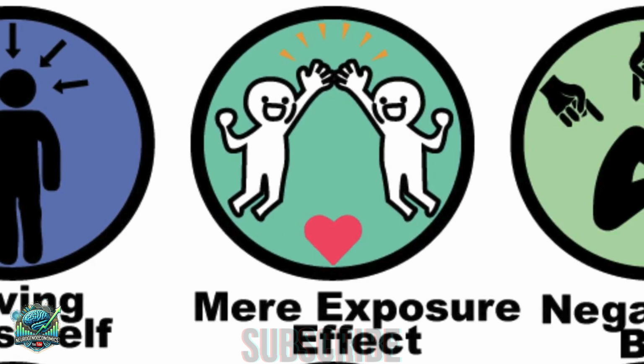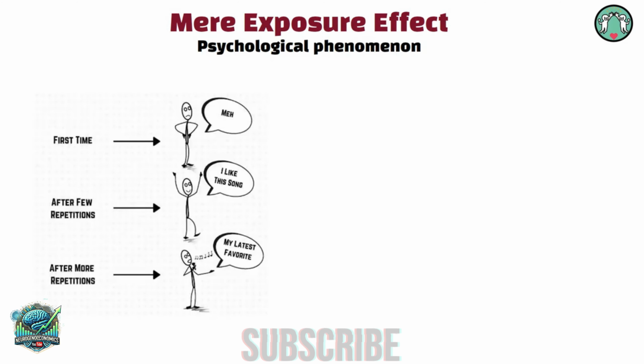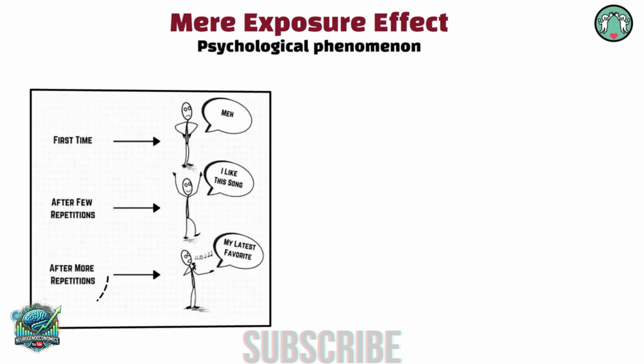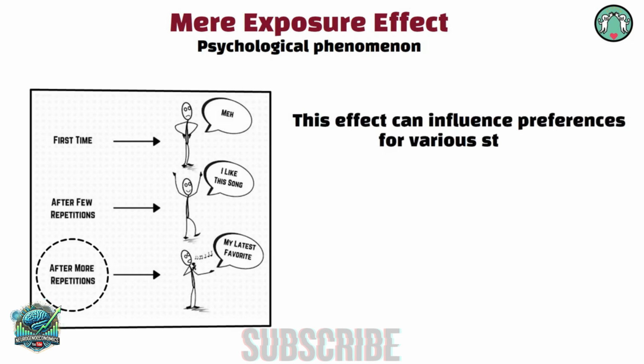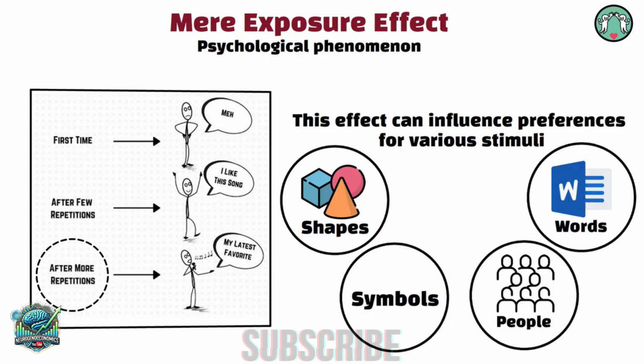Mere exposure effect. The mere exposure effect is a psychological phenomenon where people tend to develop a preference or positive attitude towards something simply because they have been repeatedly exposed to it. This effect can influence preferences for various stimuli, including shapes, words, symbols, and even people.